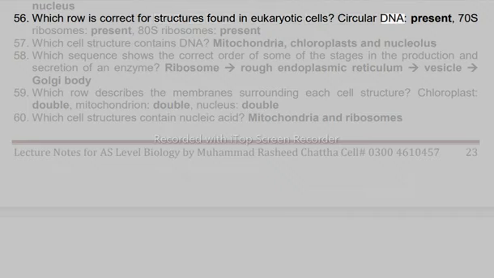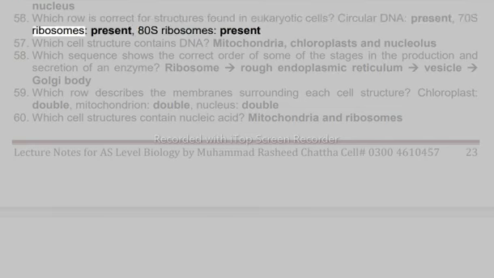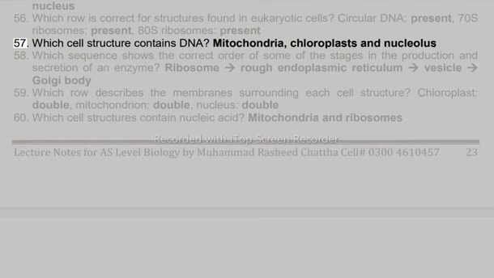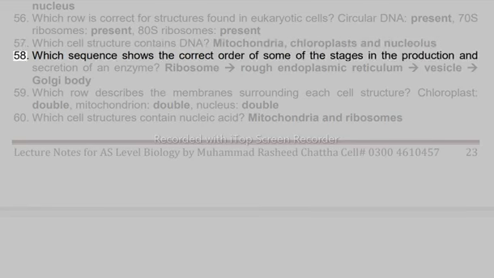56. Which row is correct for structures found in eukaryotic cells? Circular DNA, present. 70S ribosomes, present. 80S ribosomes, present. 57. Which cell structure contains DNA? Mitochondria, chloroplasts, and nucleolus.